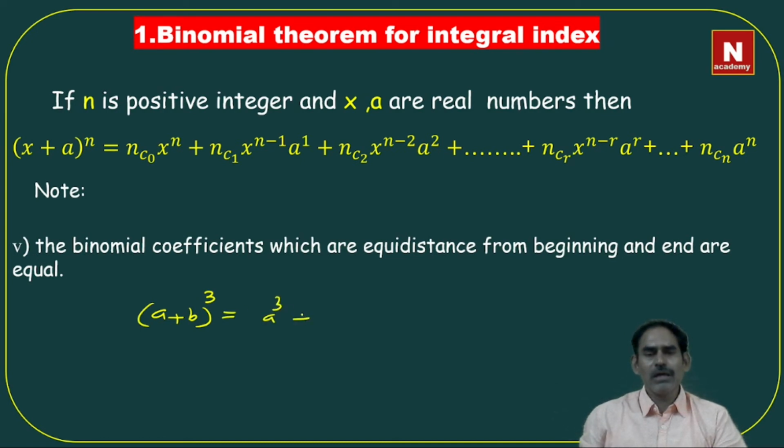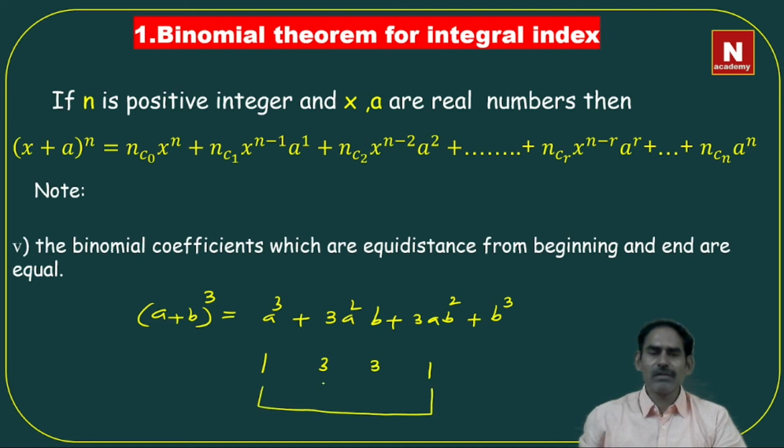a cube plus 3a square b plus 3ab square plus b cube. What are the coefficients? I am writing only the coefficients here: 1, 3, 3, 1. Observe this: the first and last coefficients are equal, and the middle 3 coefficients are equal.